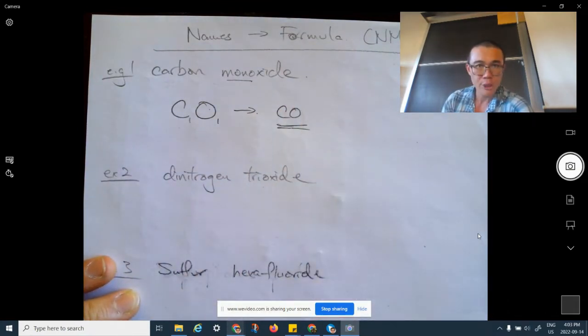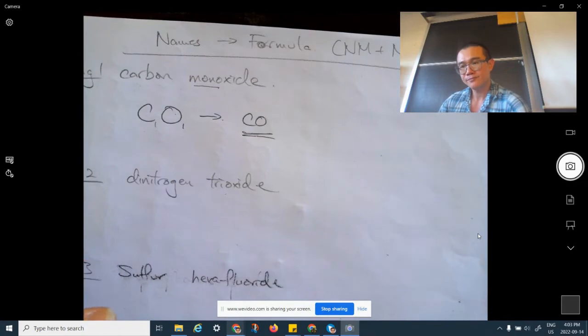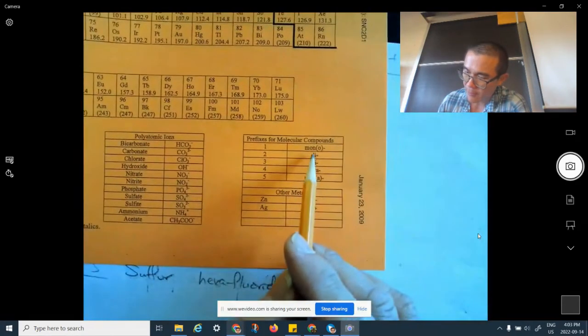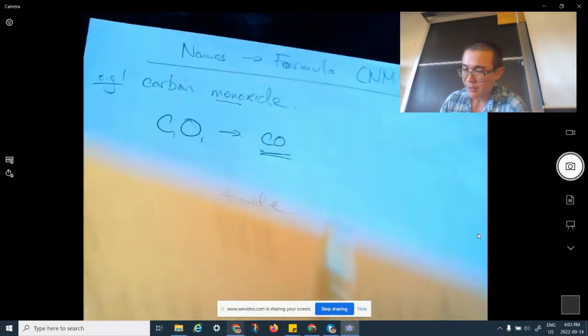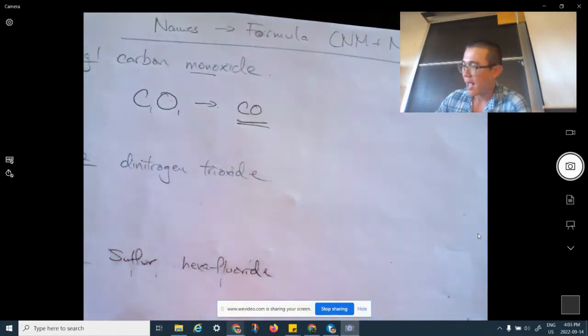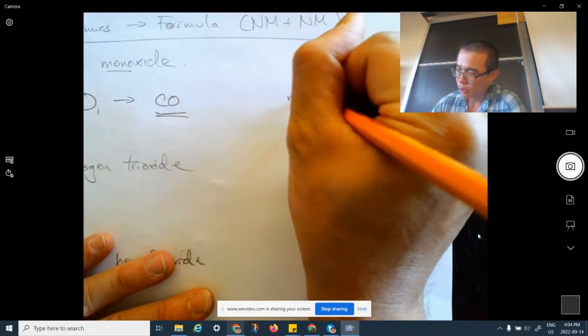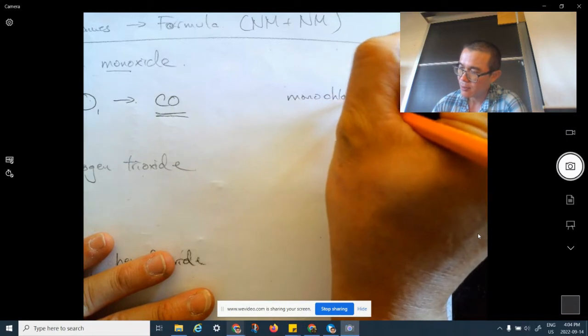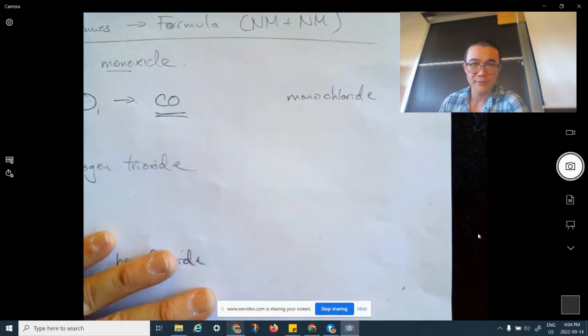Now, while I'm here, monoxide. Remember earlier I said mono, bracket, O? In this situation, you actually don't need to write the O because the O is already there. However, if it is something like monochloride, then you need the O there.